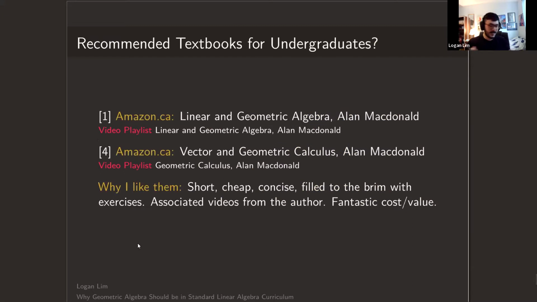Do I recommend any textbooks for undergraduates? Well, I already showed you this book. It's called Vector and Geometric Calculus by Alan Macdonald. Since it's a very new subject, this is probably one of the only textbooks that exists on the subject. There are lots of small papers on it as well that you can find online. There's also another book by the same author called Linear and Geometric Algebra. Here's why I like them: he also has an associated video series that explains all the concepts, and they're very short as well. They're short, cheap, concise, and filled to the brim with exercises.